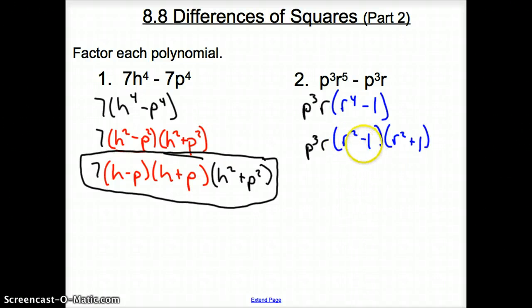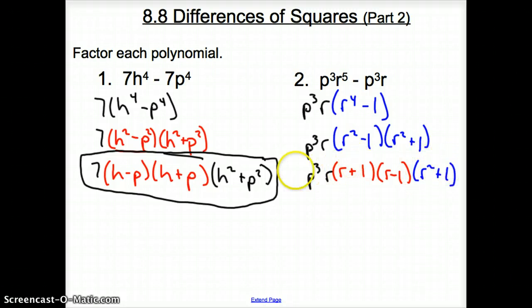Just like this guy in the middle, can we factor this guy anymore? What multiplies times itself to r squared? That is r, and then it's going to be plus 1 and minus 1, and then go ahead and bring down everything else that we didn't use. We have a p to the 3rd times r, and then we have r squared plus 1, r squared plus 1. And so this guy will be your final answer.